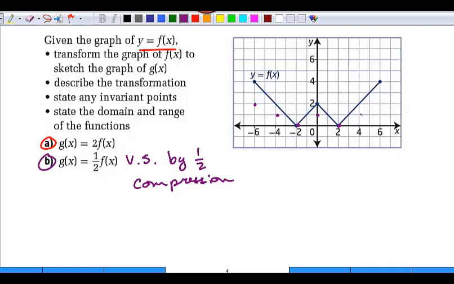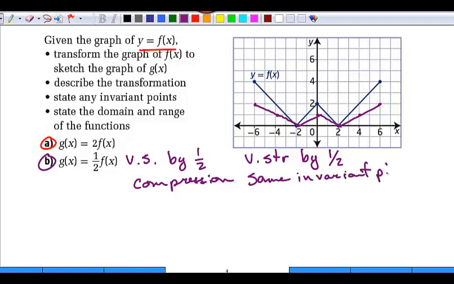So I just used those same points, and instead of going to 4, I went to 2. Instead of 2, I went to 1. So you'll notice the graph is being compressed vertically. Okay, so I call that a vertical stretch by 1/2. The same invariant points, all the points on the x-axis. This time the domain, we'll just do interval notation here, stays the same, negative 6 to 6, but the range is only from 0 to 2.